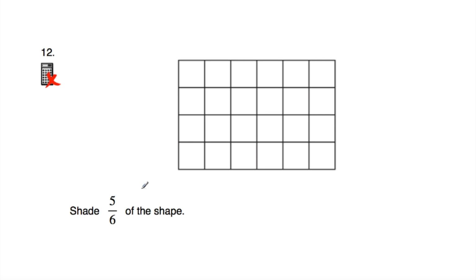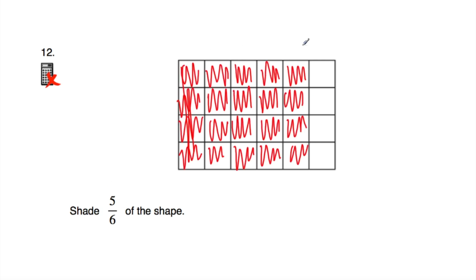But actually, if it's 5 out of 6, I can see there are 1, 2, 3, 4, 5, 6 columns. There are 6 columns, and let's shade in 5 of them. And as you can see, we've shaded in 5/6 of that grid. So that's it, we've shaded in 5/6 of the shape. As I said, you could also work out what 5/6 of 24 is. To get 5/6 of 24, we divide by the bottom and times by the top. 24 divided by 6 is 4, and then 4 times 5 is 20. And we've shaded in 20 little squares there. And that's it, so we've done that question.